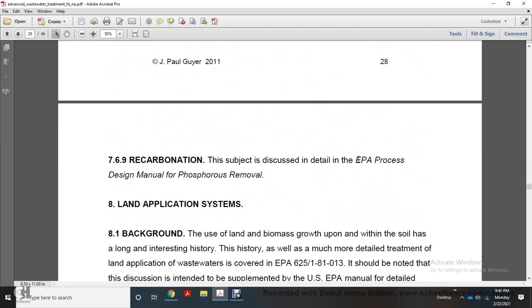Recarbonation is discussed in detail in the EPA Process Design Manual, Phosphorus Removal.